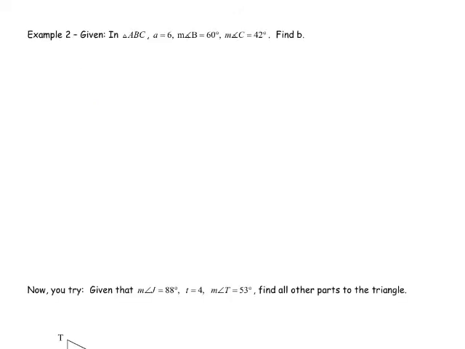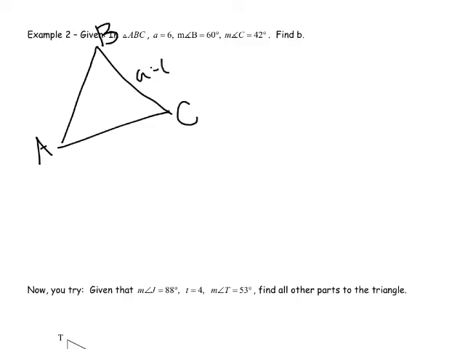All right, so in example 2, let's draw triangle ABC. And so this is little a, which is 6. B is 60. And C is 42. While I'm writing down the angles, I'll go ahead and find angle A because I have to know that. So that's 102, so that makes this 78. And so I do know the pair a, so that's going to indicate to me I can use the law of sines.